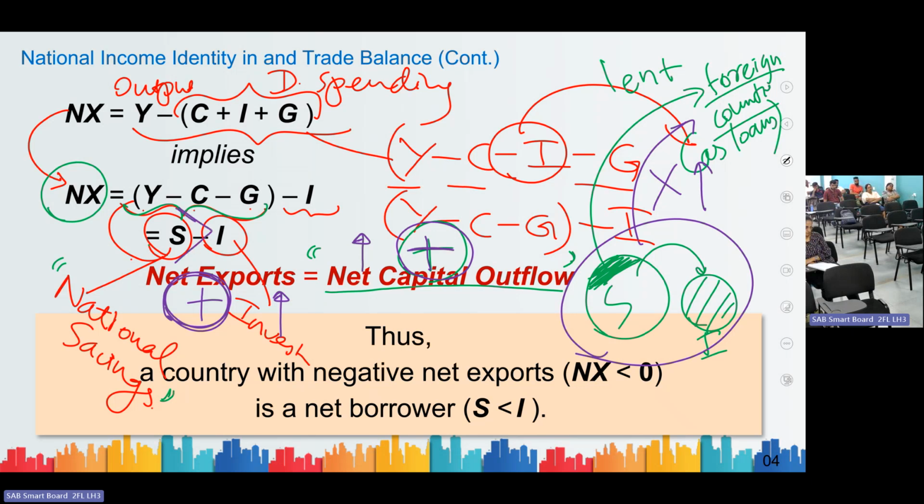Net capital outflow means when it is positive, savings is greater than investment. That means there is some excess saving in the country, in Sri Lanka. So Sri Lankan citizens can lend that excess saving to foreign countries. So foreign countries borrow from Sri Lanka. That amount can be used to import goods and services from Sri Lanka. That means Sri Lanka's exports go up. That is why when there is an increase in net capital outflow, net exports also go up.